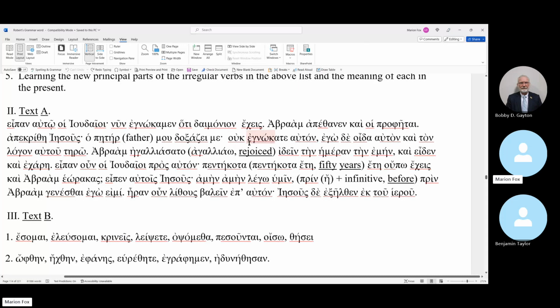You do not know, you don't have even elementary experience of him. You don't know him, and this is an elementary knowledge. And if we put epiginōskō, epi, the preposition epi is upon, this would be knowledge upon knowledge. So he uses the elementary knowledge. You don't even have elementary knowledge. You don't know him in an elementary sense.